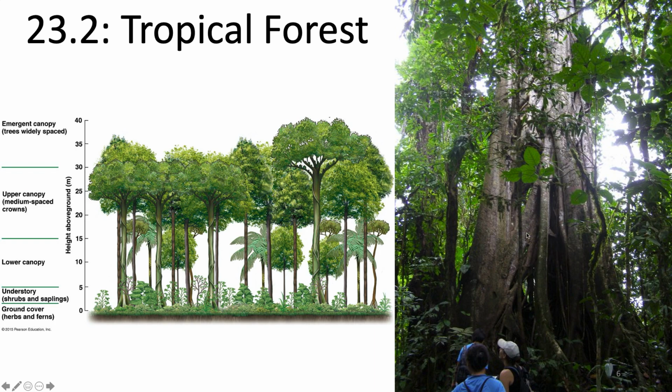This is a strangler fig tree that kind of wraps itself around other trees, and it uses this buttress system to give it support in a very shallow soil, and you can see some here.